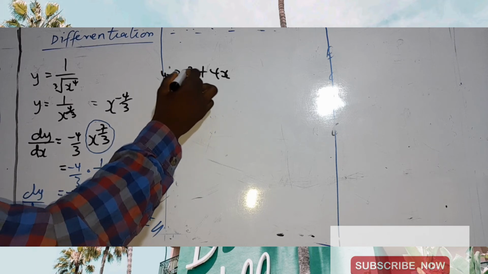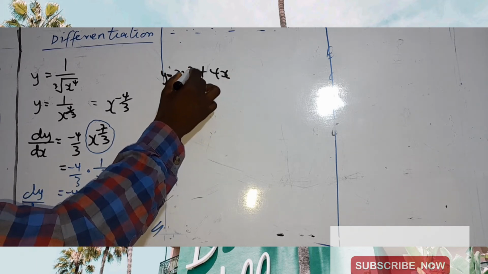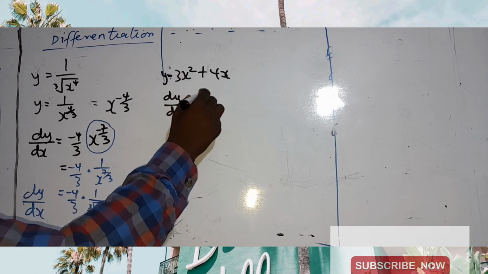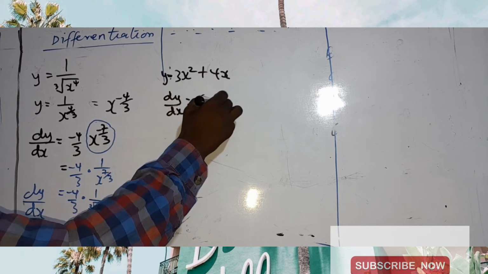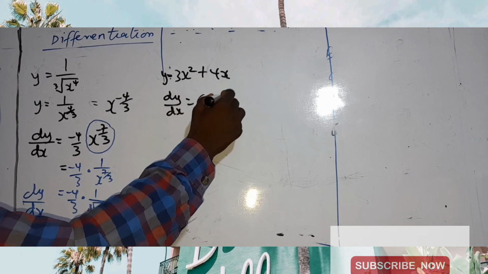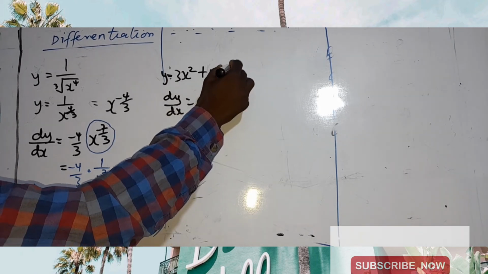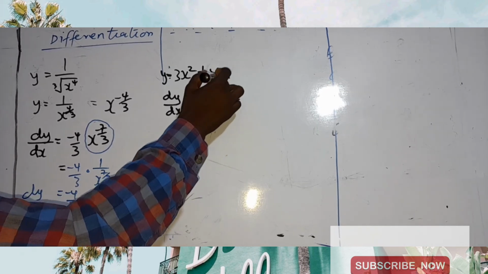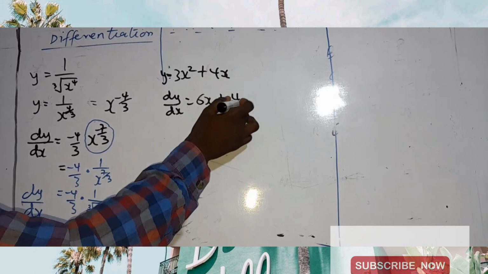So I'll differentiate this one, power down. Power down, 2 times 3, which gives you 6. Power minus 1, which is 2 minus 1, gives you 1. Plus, now power down here, that's going to give you 4. Anytime I differentiate the number, that's 4. 1 minus 1 gives you 0.